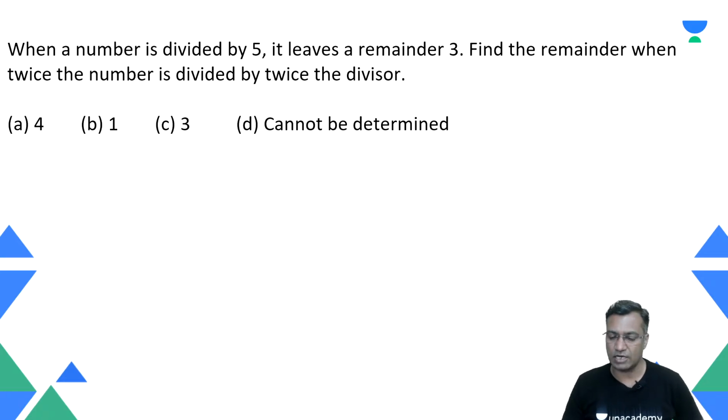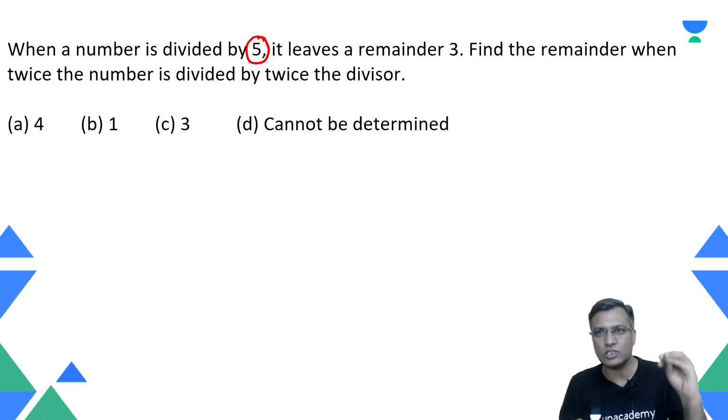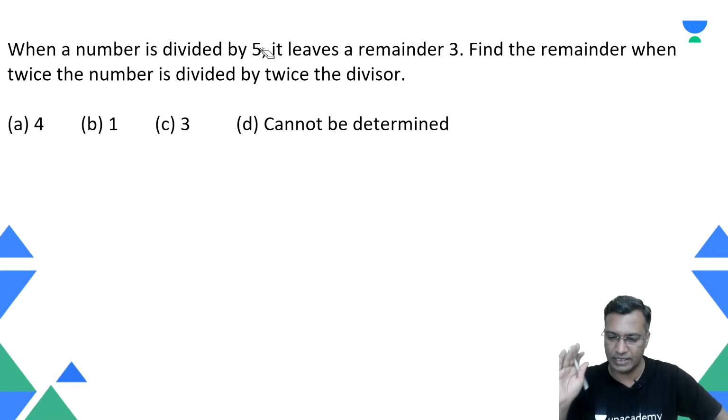When a number is divided by 5, it leaves a remainder 3. 5 is an example. Don't think that in the exam they will always give a 5. No, I'm not talking about this. 5 is just to illustrate a point, because I wanted to make 3 points. When a number is divided by 5, it leaves a remainder of 3. Find the remainder when twice the number is divided by twice the divisor.